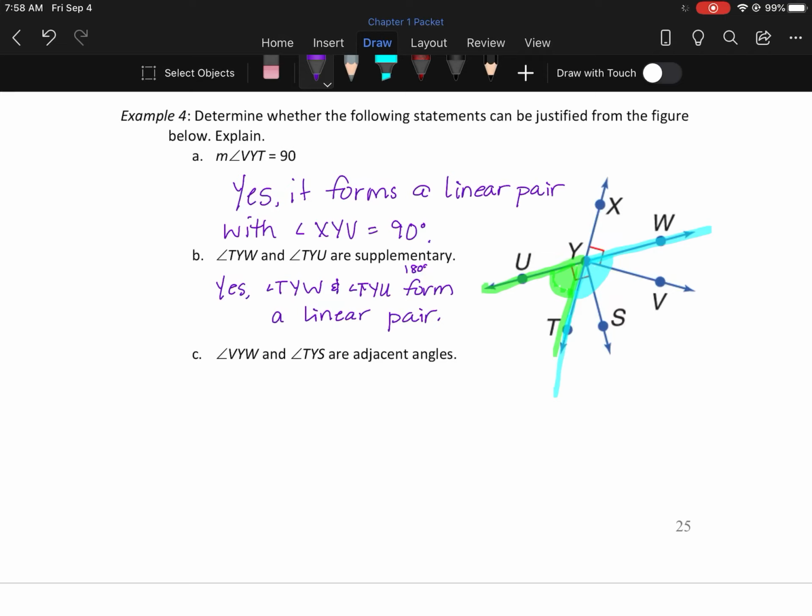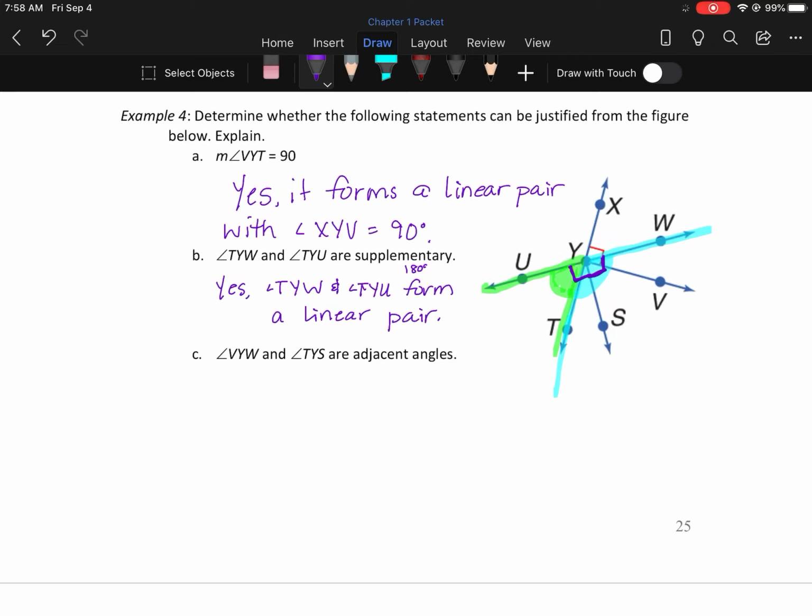Okay, the reason we know that it is 180 degrees also is because they put that little right angle symbol there, so I know this side is right, so therefore I know it's 180 degrees. That would be another way that we could say it, but a linear pair is also 180. All right, last one.